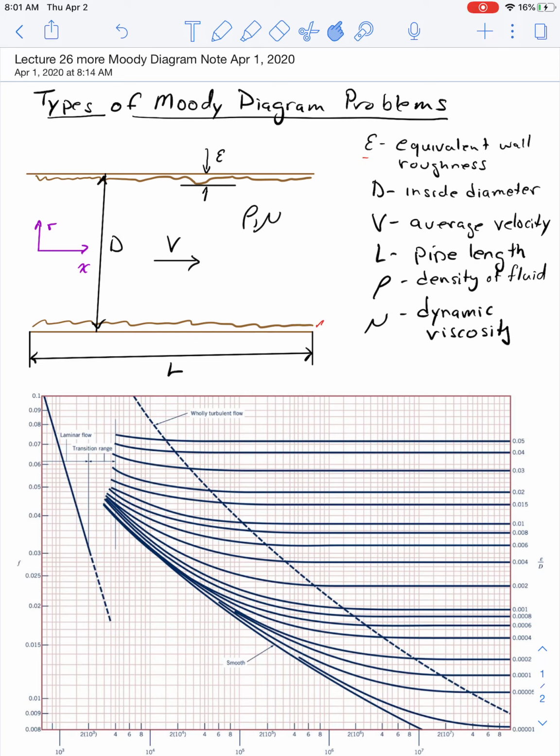And just to be careful, this equivalent roughness is not the roughness that you would actually measure under a microscope looking at the height, but in fact is more of a fluid dynamics effective roughness. And they're tabulated, and so that's important to recognize.